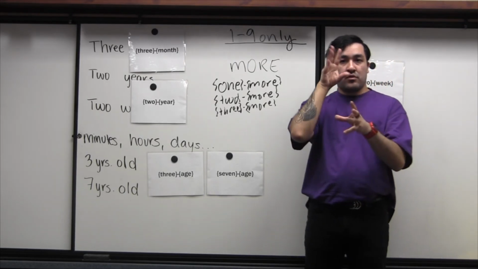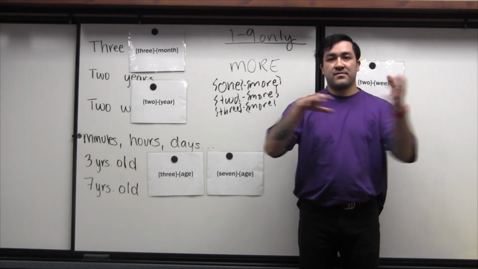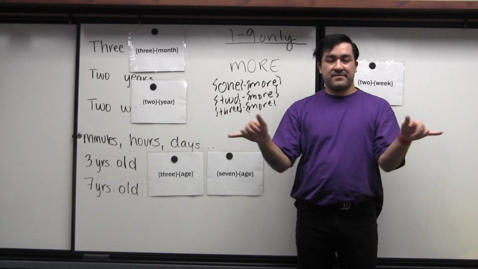Okay. So these are all the different ways we can incorporate numbers into signs. And right, numerical incorporation is taking the sign and the number and signing it at the same time.